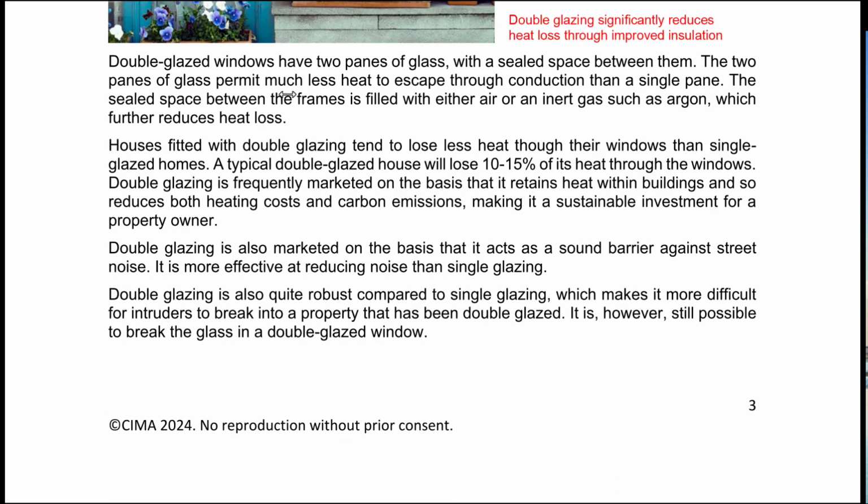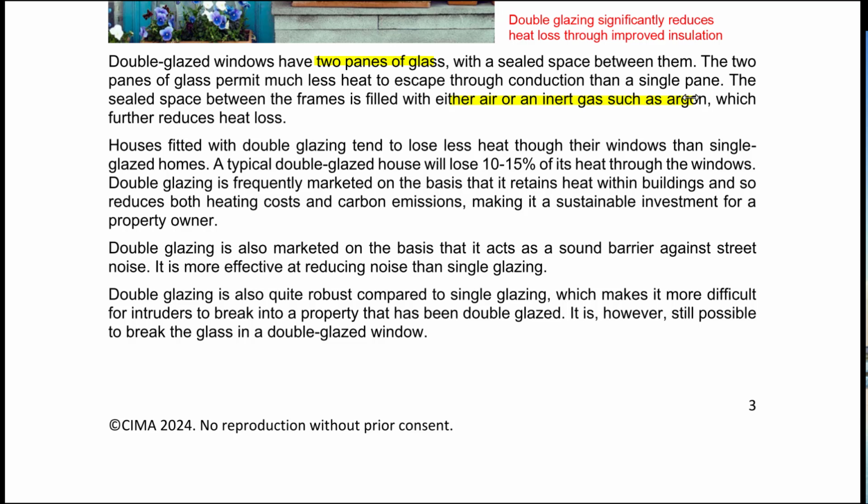Now, if single pane windows have one pane of glass, how many panes of glass does a double glazed window have? Well, of course, the answer is very simple. There are 2 panes of glass in double glazing, and there is a gap between those 2 panes, and that gap is filled with air or an inert gas like argon.